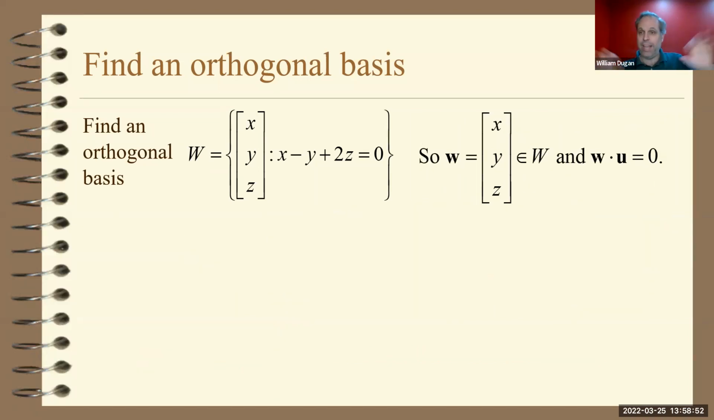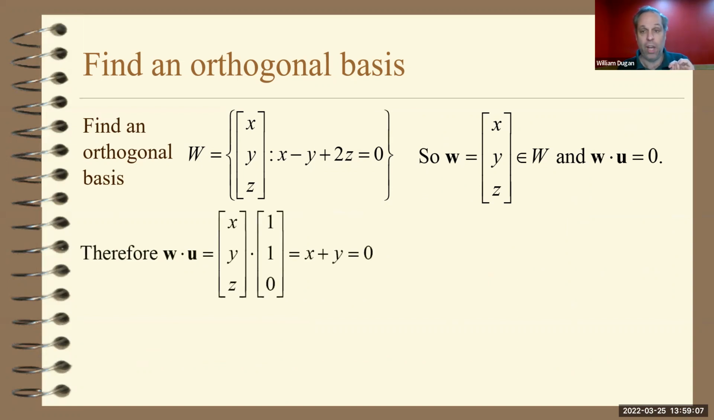So then, putting it down again so you can see what I'm talking about, I want to find out what this particular vector is. Well, I know the following things. If you take this vector and take its dot product with the vector u, it has to be 0. So the vector x, y, z dotted with 1, 1, 0 is just x plus y, and that has to equal 0 because these vectors are orthogonal to each other. But I also know that the vector w is in W. It therefore has to satisfy this equation.